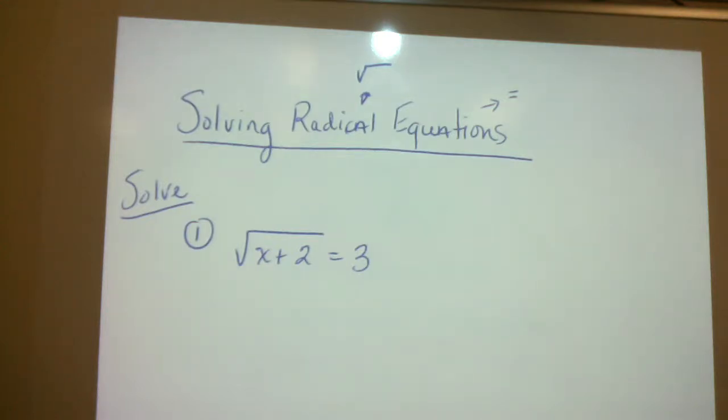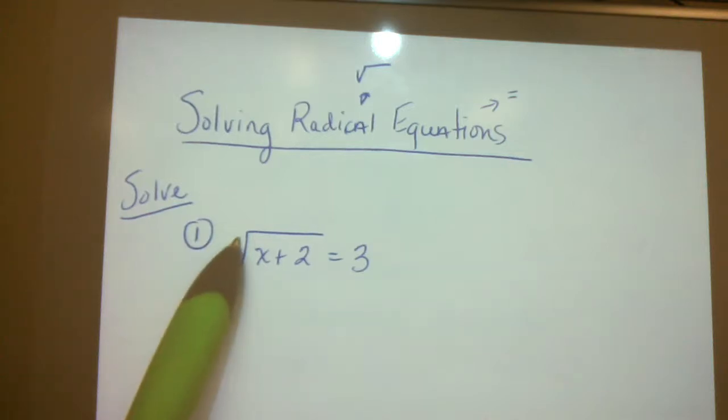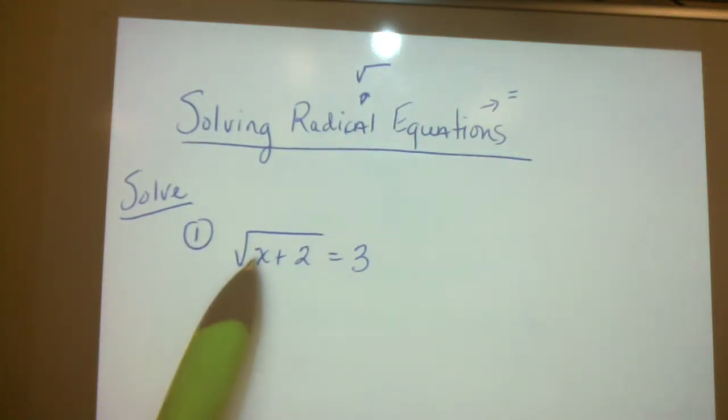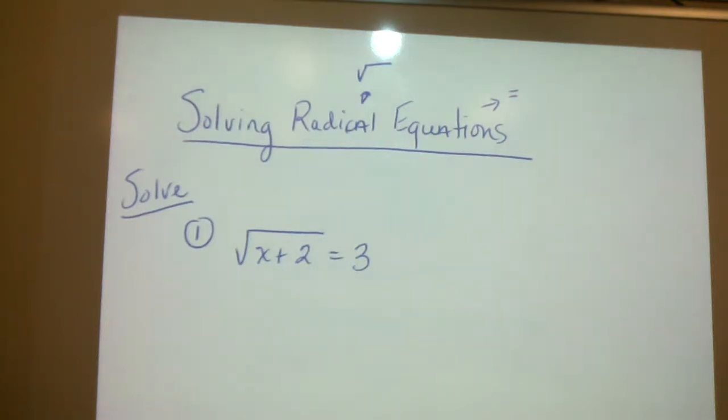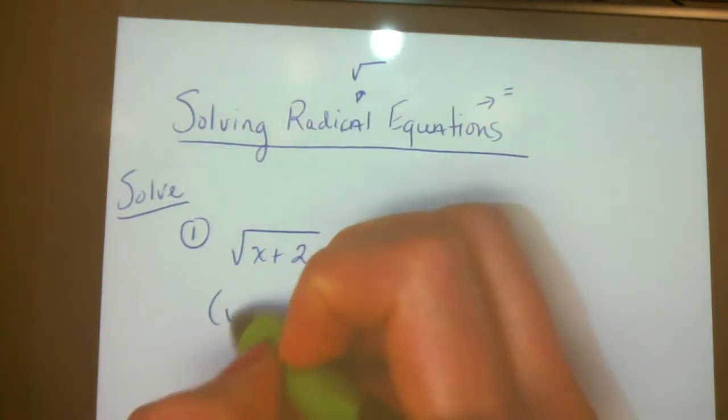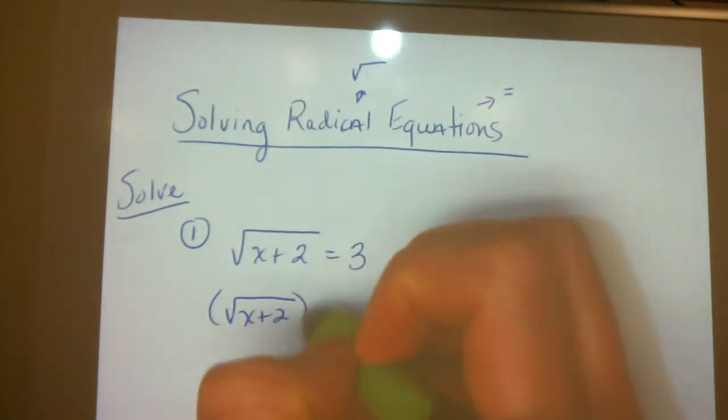In order to get this x by itself, the first thing I need to do is get rid of that radical. This radical needs to go away. Remember, if there's no number there, it's really a 2. In order to get rid of whatever root it is, you raise it to that power. If there was a 3 here, I'd be raising it to the 3rd power. If there was a 4 here, I'd be raising it to the 4th power. But because it's a square root, I am going to square both sides.